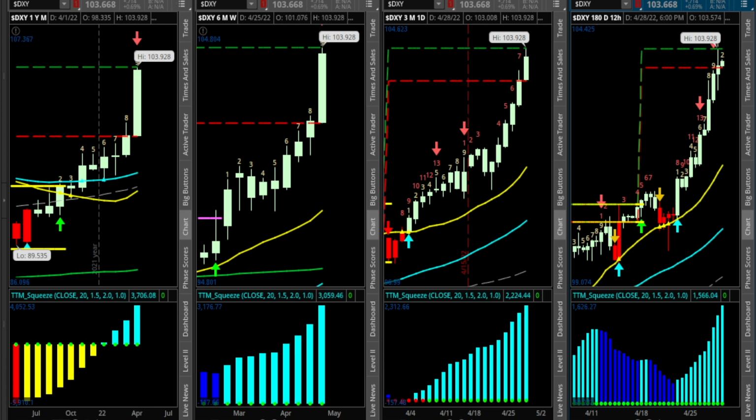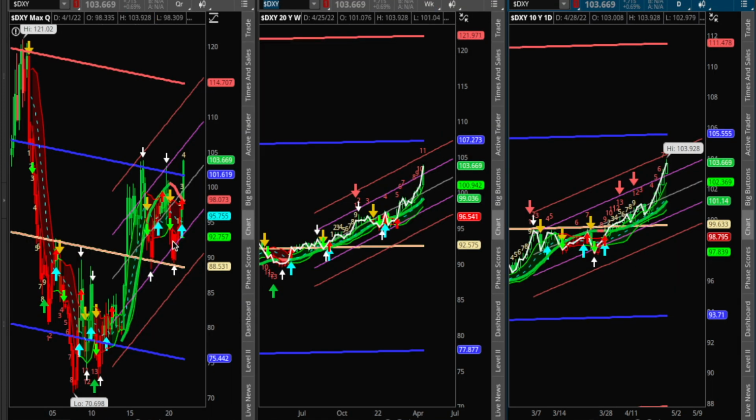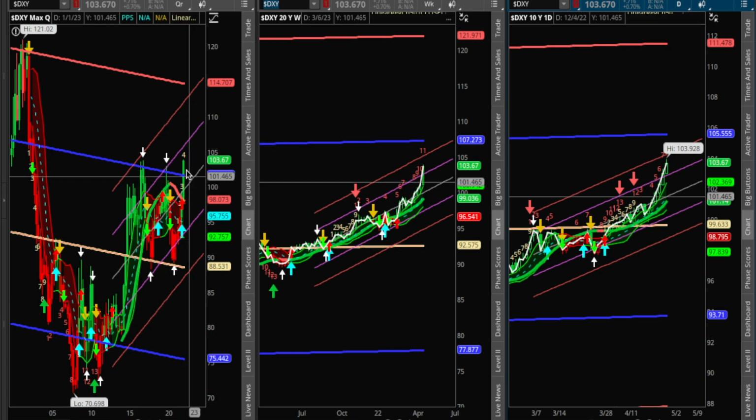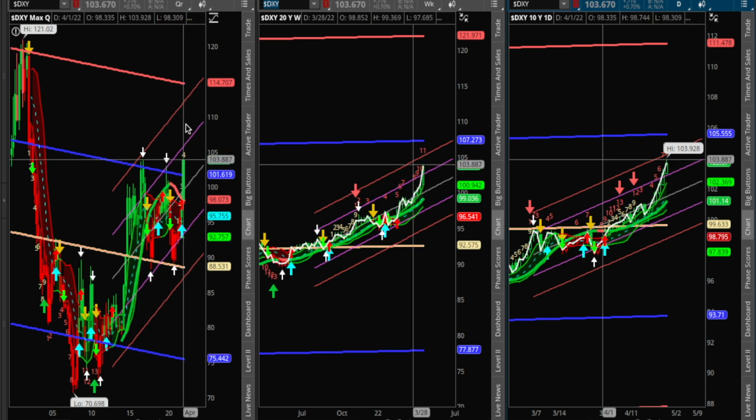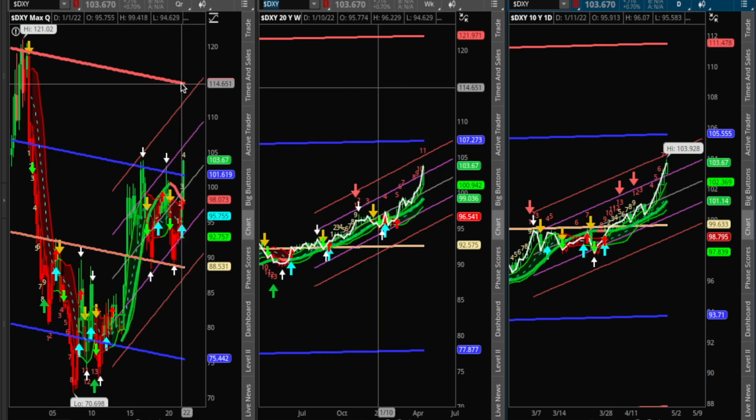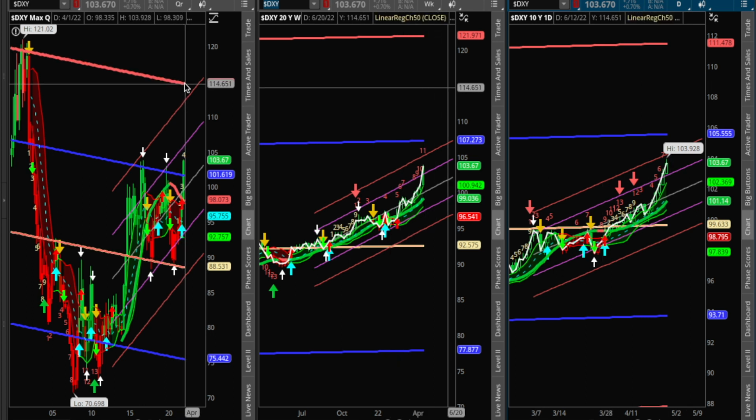Next chart I want to go to is the linear regression channel. And this right here goes back to July 2001, somewhere around there. It goes back all the way to that. That's the data set. This is the linear regression channel, and we're right here. This has the potential to go to 114 if momentum continues. Just wanted to give you reasonable targets.